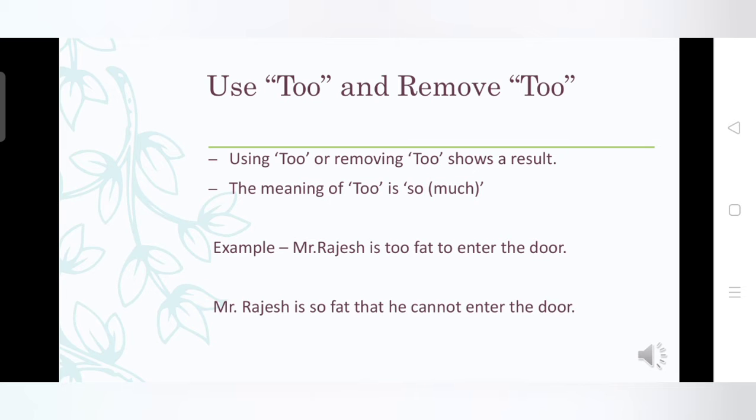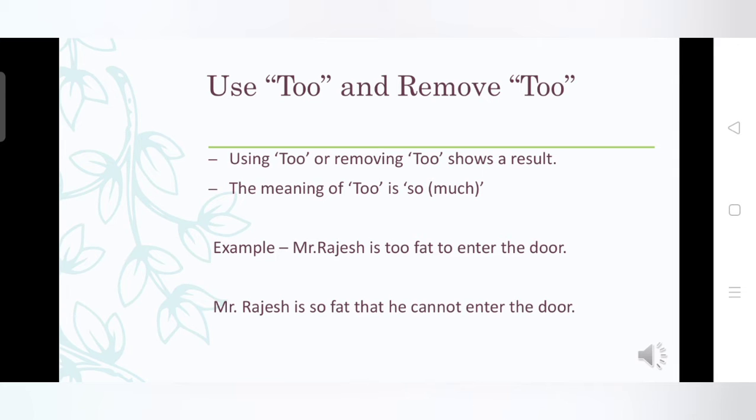Here are some examples. First of all, try to observe the sentences which are given here. The first sentence is, Mr. Rajesh is too fat to enter the door. And if I want to remove the word to, how can I remove? Or what will be the sentence? The sentence will be, Mr. Rajesh is so fat that he cannot enter the door. So this is how the conversion of to will be. This is how we can remove the word to.